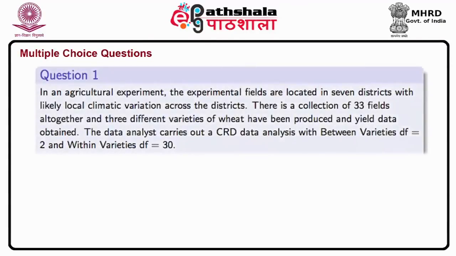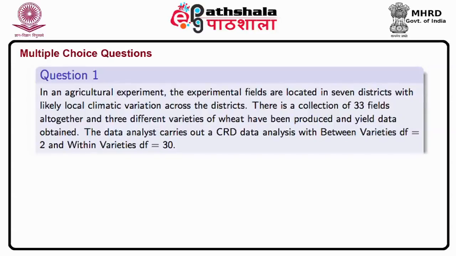The question was: in an agricultural experiment, the experimental fields are located in 7 districts with likely local climate variation across the districts. There is a collection of 33 fields altogether, and 3 different varieties of wheat have been produced and yield data are obtained. Now, the data analyst carries out a CRD data analysis with between varieties degrees of freedom equal to 2 and within varieties degrees of freedom equal to 30.